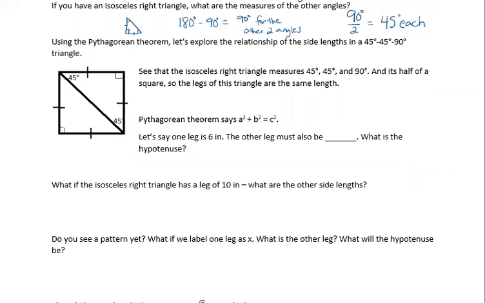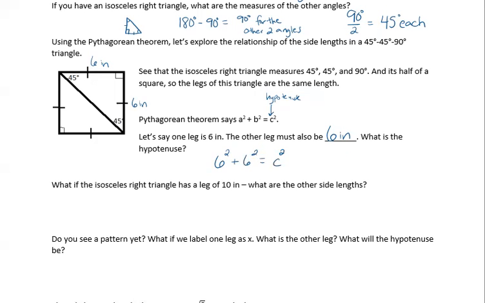The Pythagorean theorem says that a squared plus b squared equals c squared, c always being our hypotenuse. So let's say that one leg is 6 inches. We're going to call this one 6 inches. This square is a 6-inch square. So what is the other leg equal to? 6 inches, because they're the same over here. What is the hypotenuse? Well, we're going to take our formula and say 6 squared plus 6 squared equals c squared.